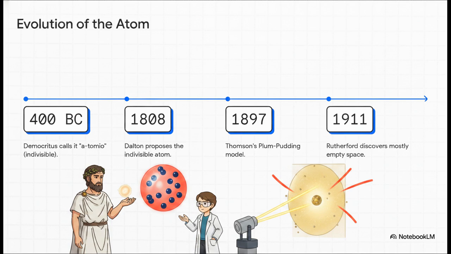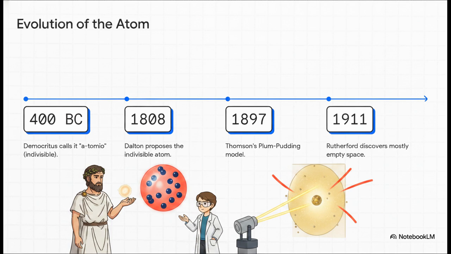But then, in 1911, Ernest Rutherford shot alpha particles at a microscopic sheet of gold foil. This was a massive paradigm shift. He found that most of the particles zipped right through the foil, but a tiny fraction deflected violently backwards. Boom! Proof that the atom is mostly empty space surrounding an incredibly dense, positively charged nucleus.